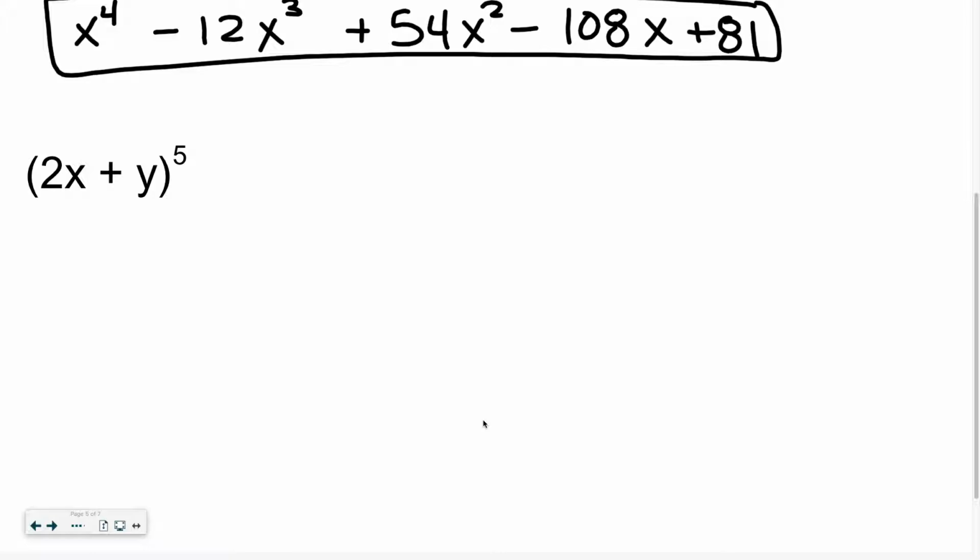Now, you don't have to worry about your alternating signs because you don't have a negative here. But there is one thing to kind of worry about. Does anybody know what people might miss? The coefficient, the 2x. Let's say in the middle of your work you're doing 2x, the first term raised to the 3rd power. What's that equal to?